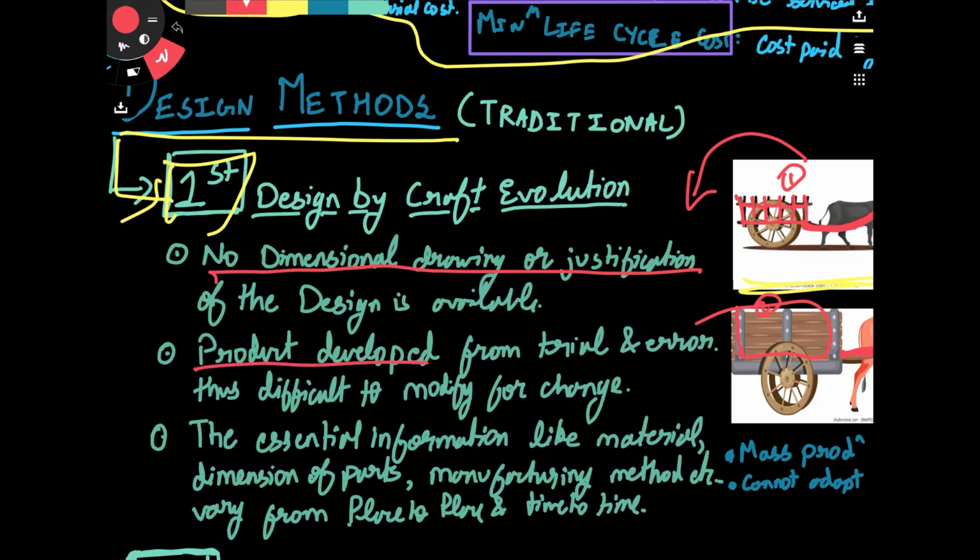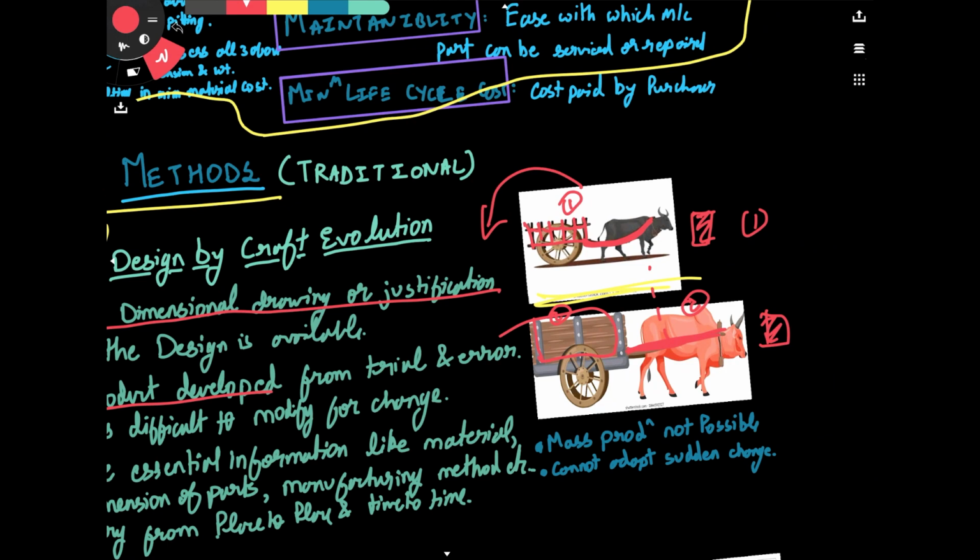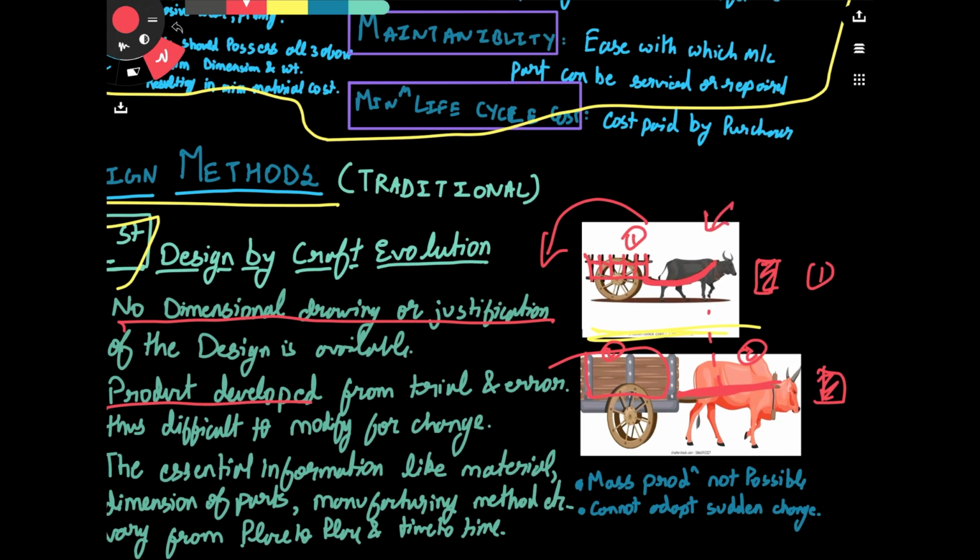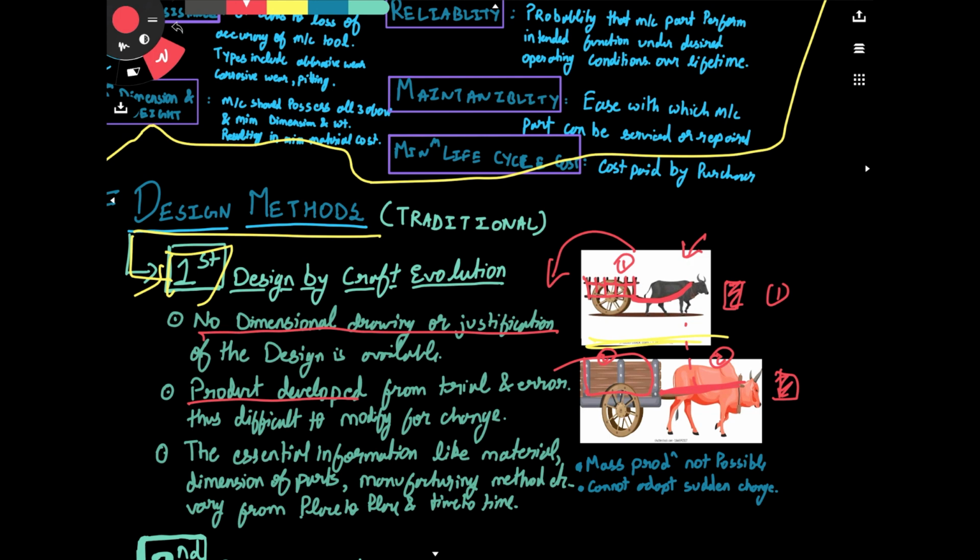So product development is done from a trial and error methodology, right? Let's say this particular curve is a very good mechanism for this particular bullock cart. But if I try to change it to a straight one, will that work as well as this one? You never know. If you try to do so, that's just an experiment. Maybe it might work, it might not work.